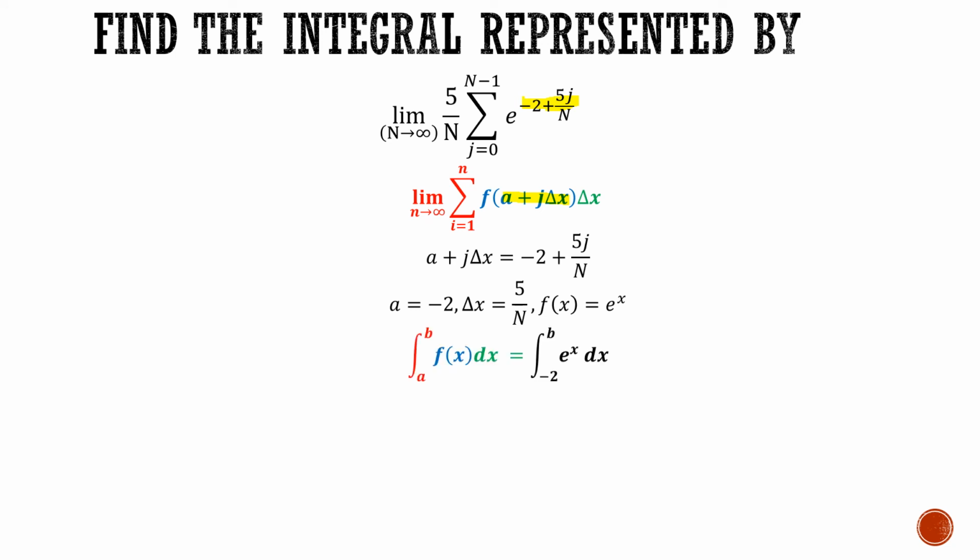Now, plugging that into my integral part of the formula, I get the integral from negative 2 to b of e to the x dx. Now using delta x, I get b minus a over n is b plus 2 over n. And I know that my delta x from earlier was 5 over n, so I can set that equal to 5 over n. Solving this out, I get b plus 2 equals 5. I subtract 2 on both sides, and I get b equals 3. So that means my final integral is the integral from negative 2 to 3 of e to the x dx.